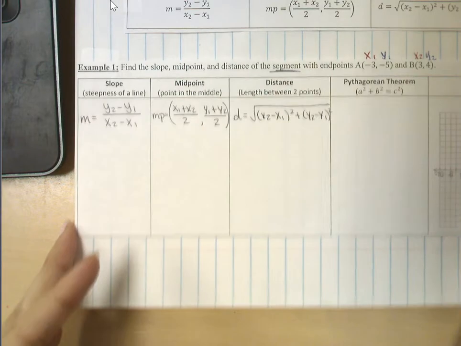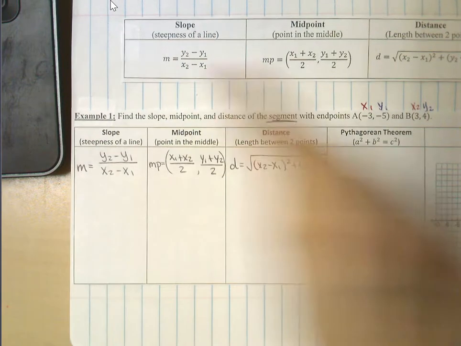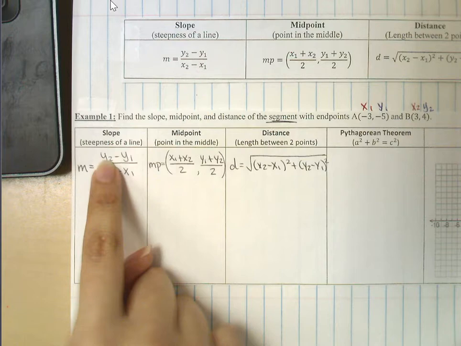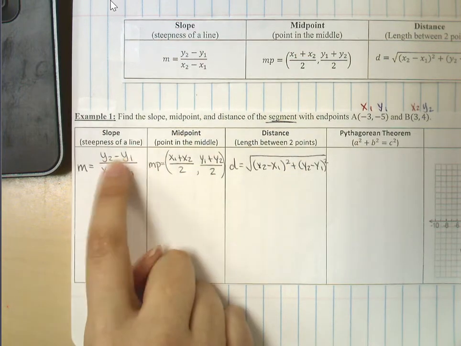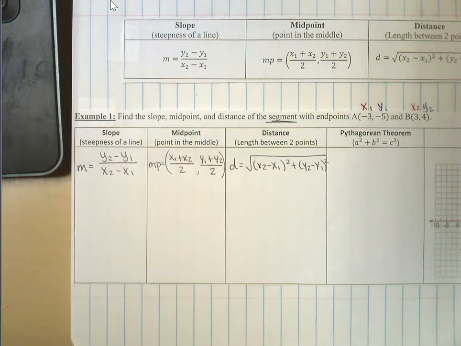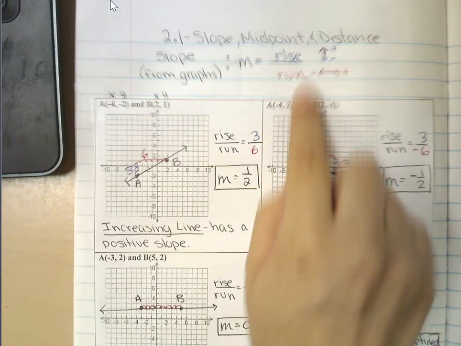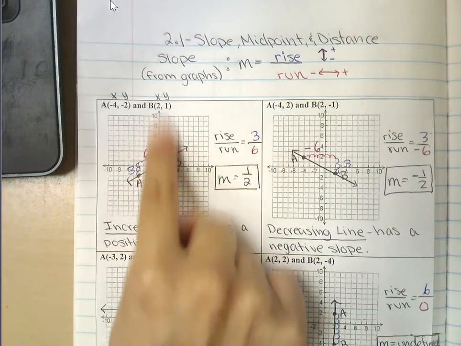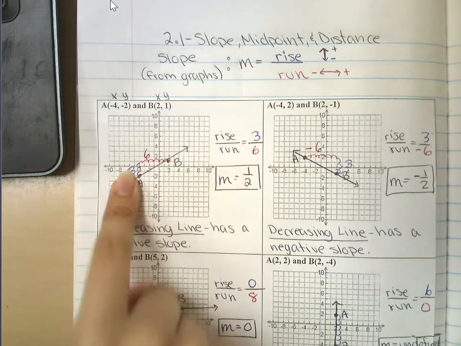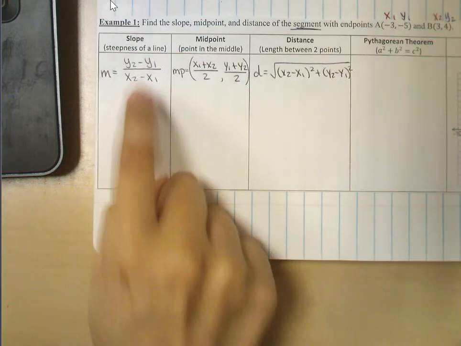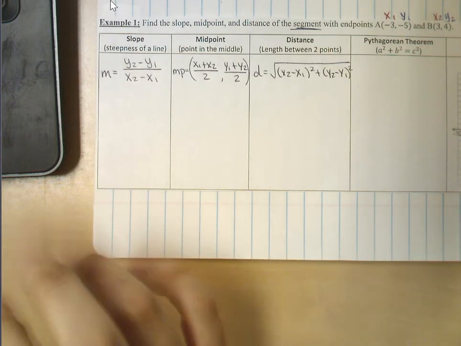So for slope, I have the 3 formulas up here, but I wrote down the formula that I need for each of those. For slope, I'm using changing y over changing x, which is the same thing that we did with the slope from the graphs. The rise is when I'm moving up and down, so that's changing y. Run is when I'm moving side to side, so that's changing x. So same thing with the formula. Now I'm just using points. I'm not using the graph.